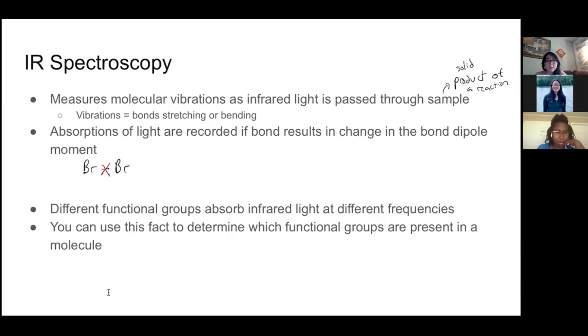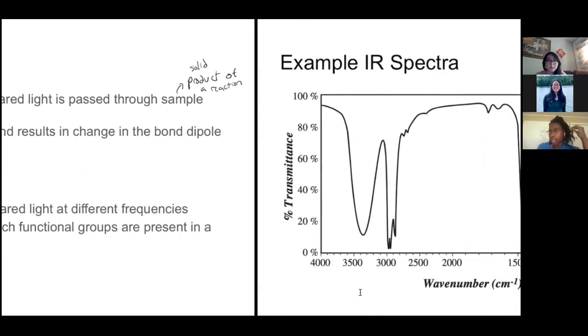Different functional groups absorb infrared light at different frequencies, and this allows you to use the recorded absorbances to track the functional groups of the molecule, determining its identity. And you can use this fact to determine which functional groups are present in a molecule.